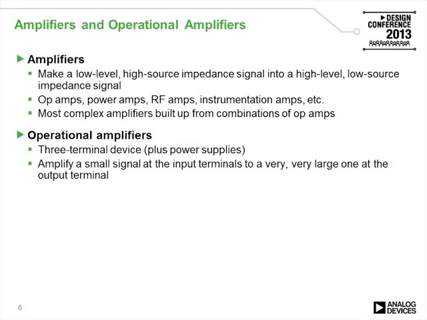Amplifiers make a low-level, high source impedance signal into a high-level, low source impedance signal that converters can understand. Op-amps, power amplifiers, RF amplifiers, instrumentation amplifiers, all of those are examples of amplifiers. The most common device is the operational amplifier, and this is a three-terminal device that can amplify small signals that are present at its inputs.